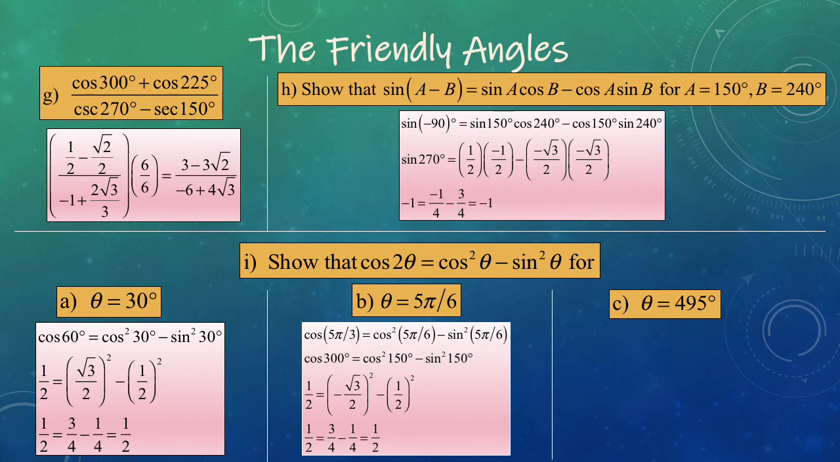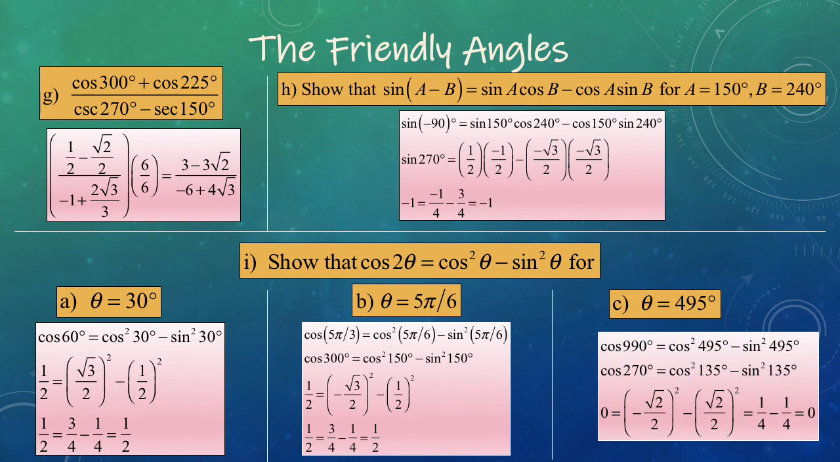B is when theta equals pi over 6, so we have to show that cosine of 5 pi over 3 is cosine squared of 5 pi over 6 minus sine squared of 5 pi over 6. Again, it is best to work in degrees, so we need to show that cosine of 300 degrees is cosine squared of 150 degrees minus sine squared of 150 degrees. This is almost the same calculation as the one that we did in A, showing that 1/2 is negative square root of 3 over 2 squared minus 1/2 squared, and both give 1/2.